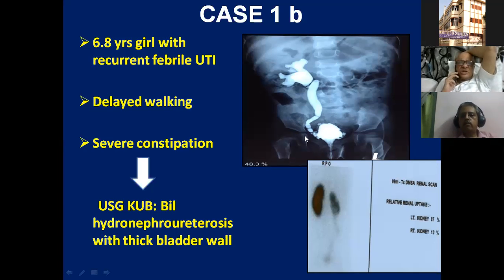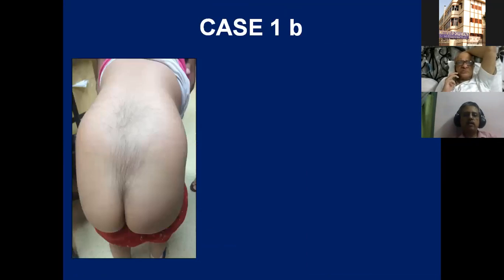So a small bladder with out-pouches, trabeculated, and a gross reflux. In the DMSA, it is the reverse image. You can see this kidney here, and you can see the grossly dilated ureter, kidney quite damaged. So the clue is the delayed walking and the severe constipation, and nobody had bothered to look at the back. This is the telltale sign of the tuft here, and we know what we are suspecting.